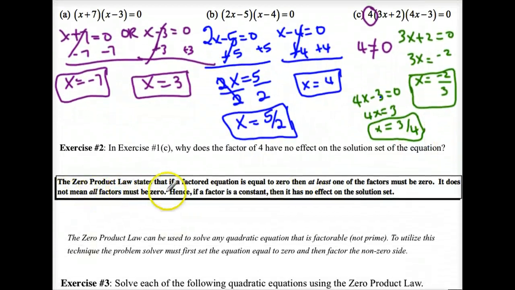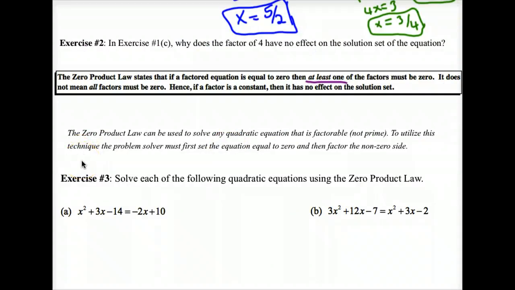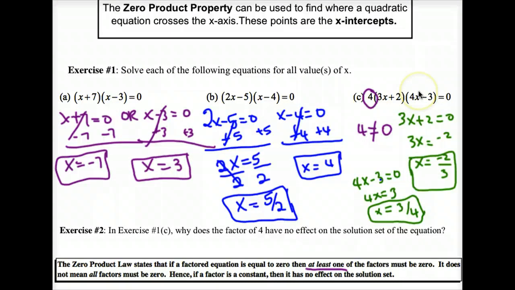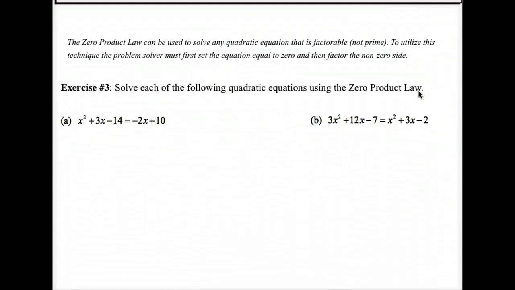The zero product law states, remember what it said? It said that at least one factor must be equal to 0. It does not mean that all the factors, at least one of them needs to be equal to 0. So if a factor is a constant, then it has no effect on the solution. The reason one of these factors needs to be 0 is because when I multiply by 0, I will get 0. So the zero product law can be used to solve any quadratic equation that's factorable, meaning it's not prime, and it will give me something that looks like this in the end, which we did in Unit 2. Now let's see how this works.